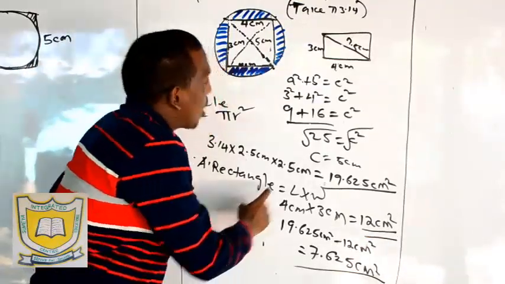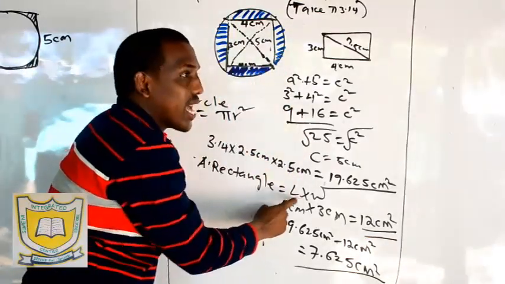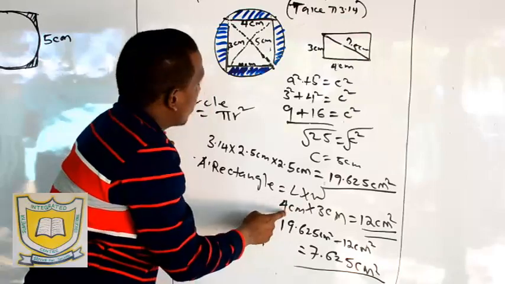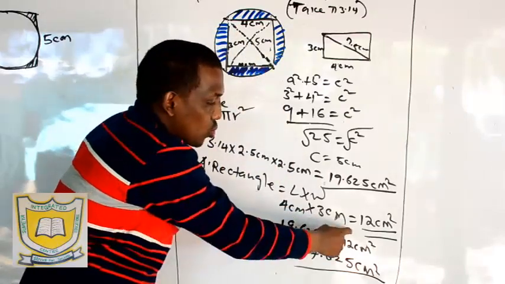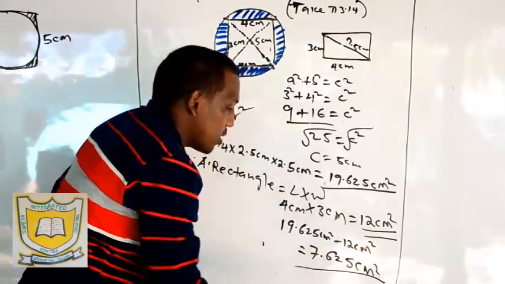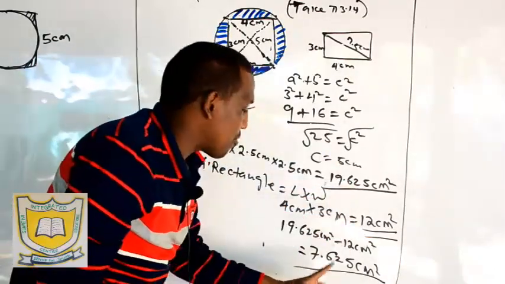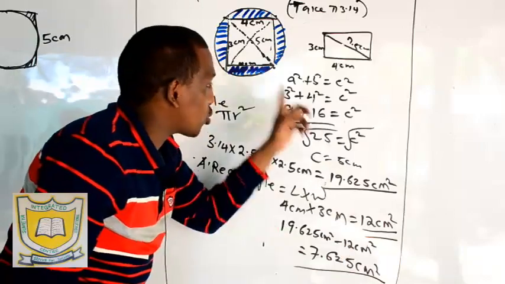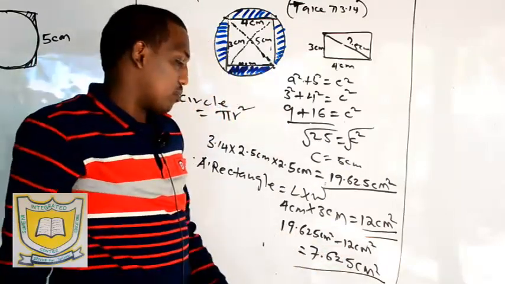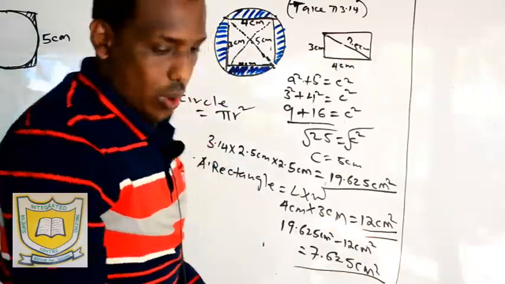Area of the rectangle now is length times width. Length, which is 4, times 3, which is equal to 12 centimeter squared. Shaded part, you subtract now: 19.625 of your circle, minus 12 of the rectangle, you get 7.625 centimeter squared.